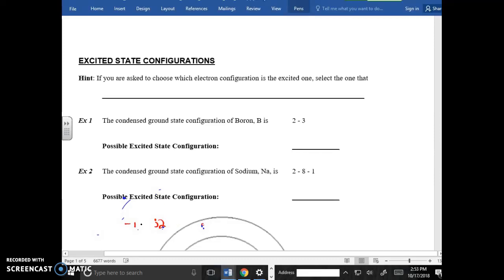Welcome, my friends. This is our ninth lesson. Last time we talked about ground state configuration, and now we're going to continue and talk about excited state configurations.